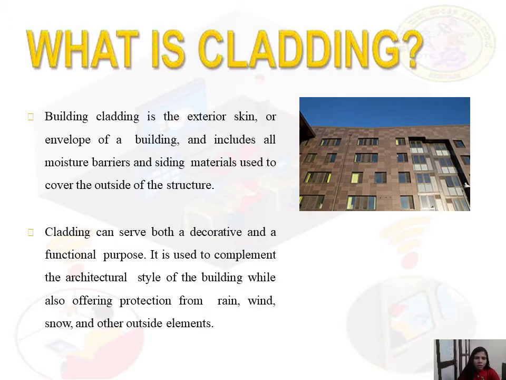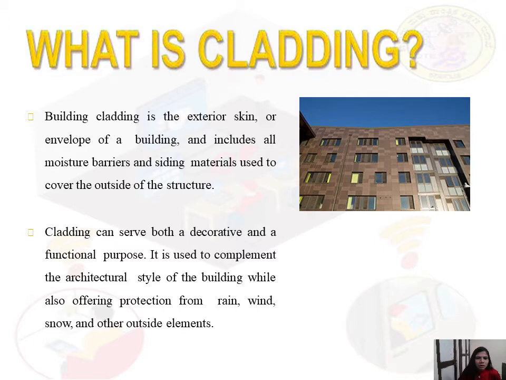Hope you understood the definition. The definition is very simple. The cladding is the external layer of the building which provides the aesthetic effect and also some engineering benefits. Cladding can serve both a decorative and a functional purpose. It is used to complement the architectural style of the building while also offering protection from the rain, wind, snow and other outside elements. That is the definition of cladding.